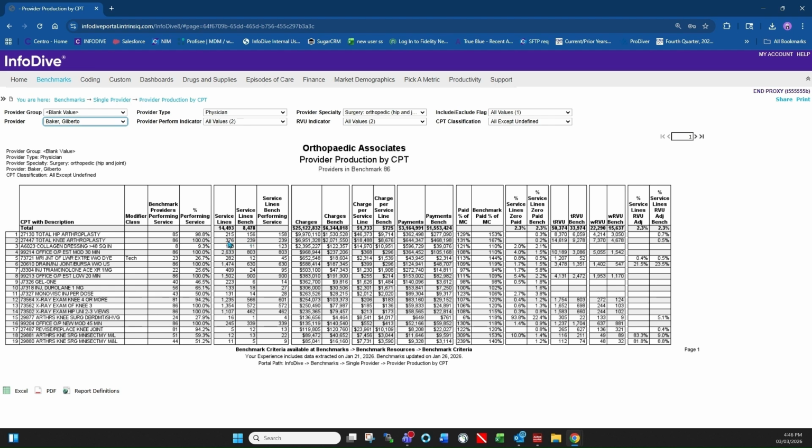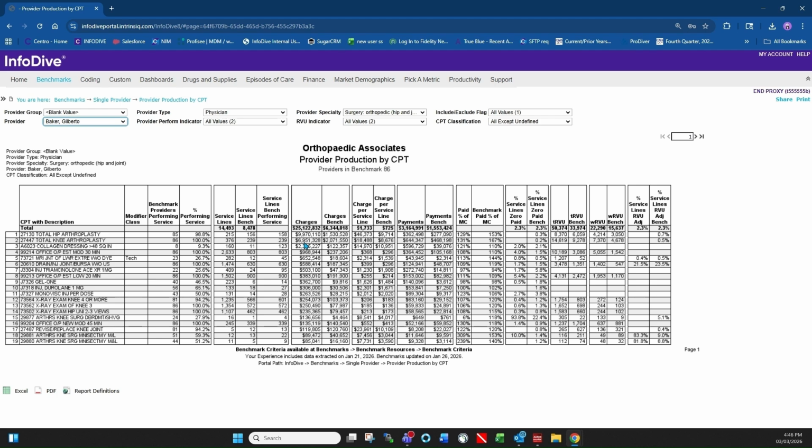So again, 376 27447s for Dr. Baker versus 239 service lines benchmarked. So again, that's just something to look at when we're looking at all of these, which may indicate why his work RVUs are slightly higher than that of the other 2 counterparts within the practice.